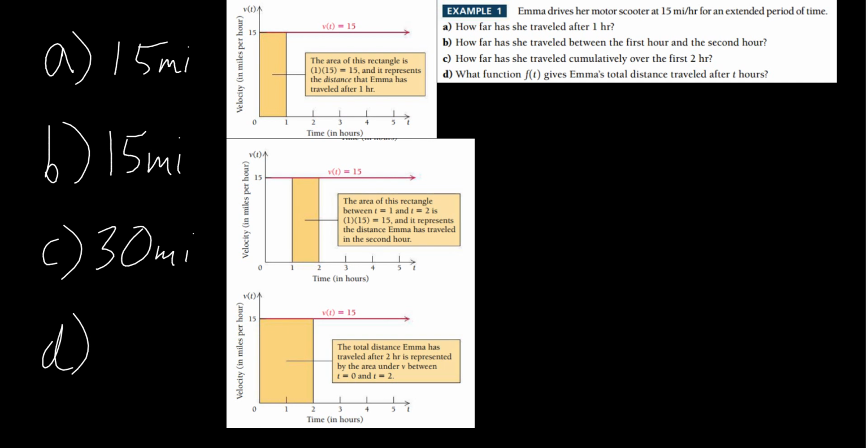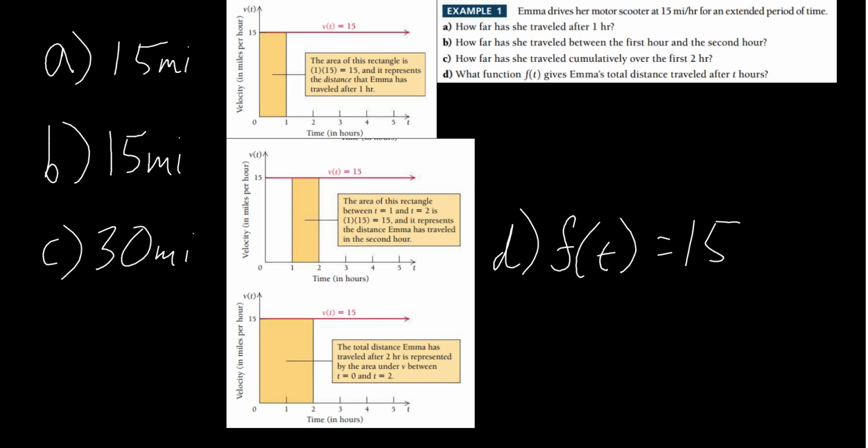Okay, and let's fix that. D. What function f of t gives Emma's total distance traveled after t hours? Pretty easy to see here. It's just going to be 15t. She travels 15 miles per hour. And let's put this over on the other side so we can make proper function notation here.